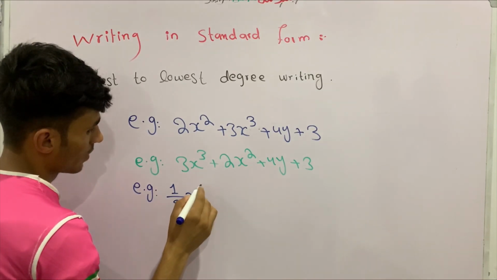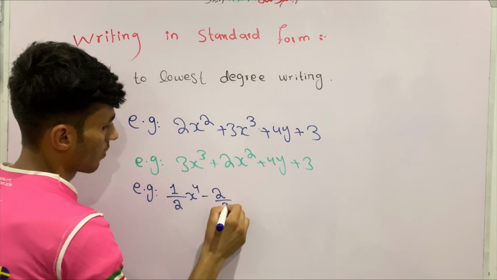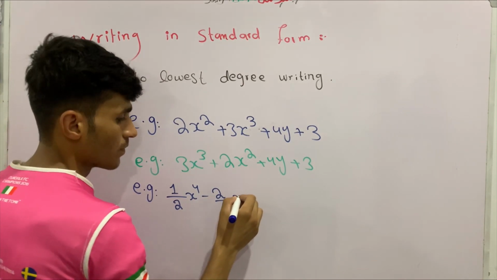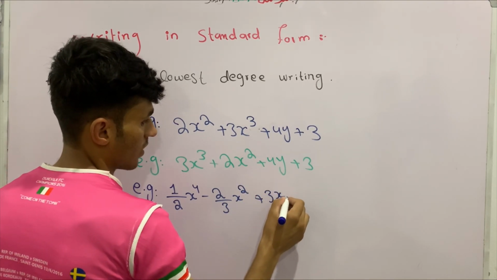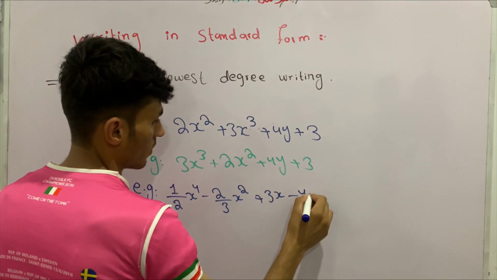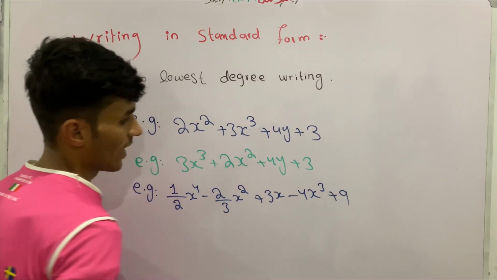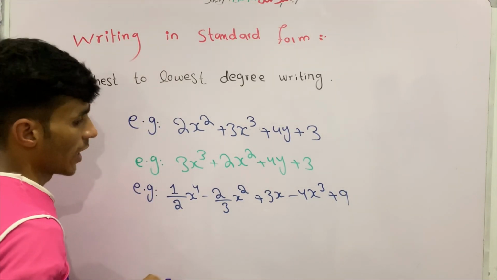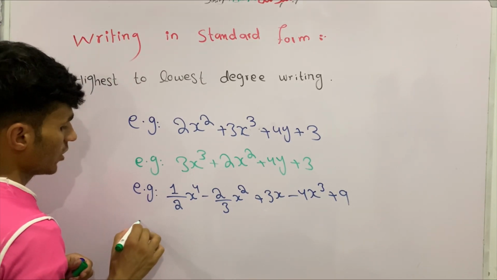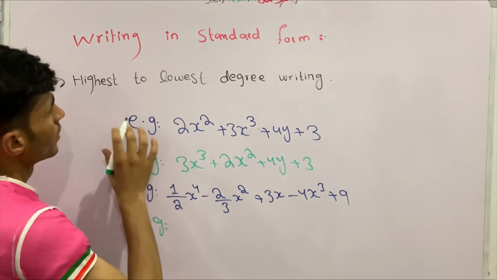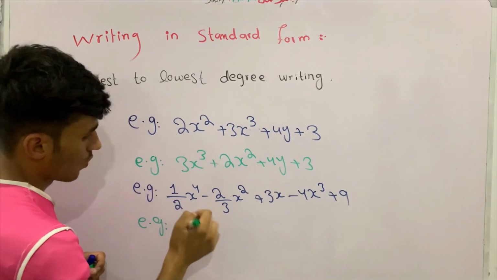Half x to the 4th minus 2 over 3 x squared plus 3x minus 4x cubed plus 9. Here's our polynomial and we're asked to write this in standard form. As I mentioned in the above example, highest to lowest degree. What is the highest degree here? Of course, that's the 4th.